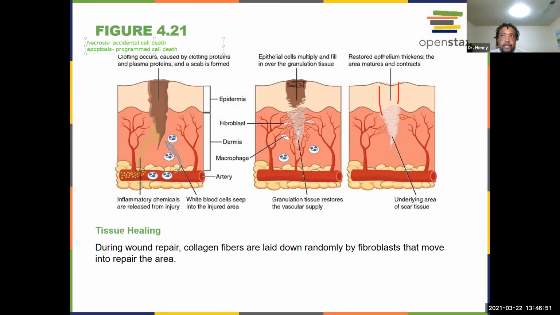So we need that programmed cell death, right? We want cells to die at a certain point. We don't want them to keep growing forever and ever, because we know that causes issues. That's kind of like cancer, right?